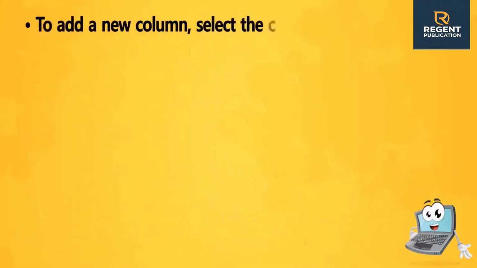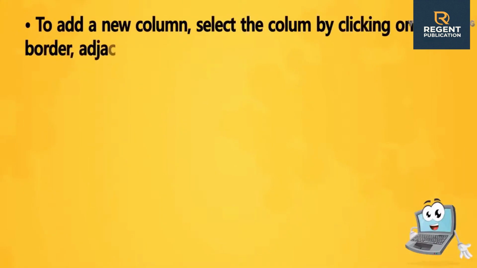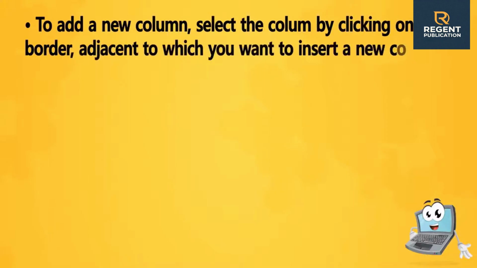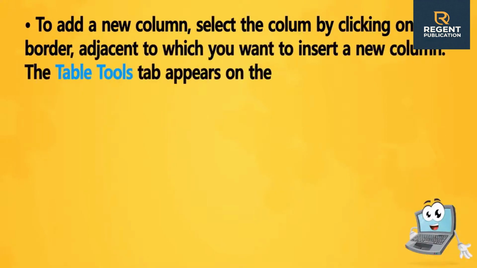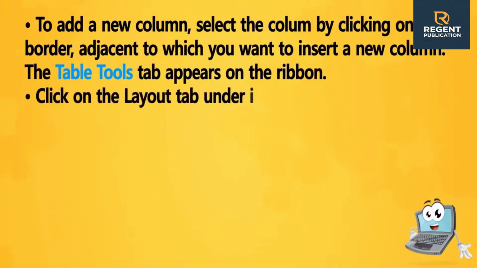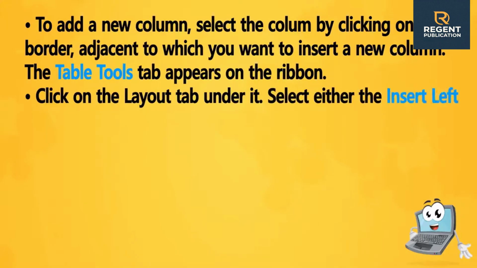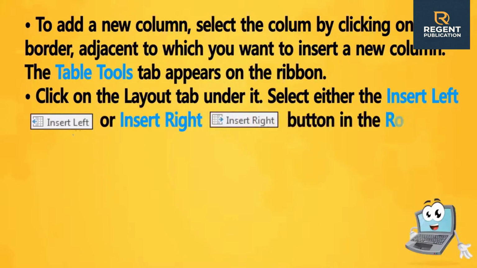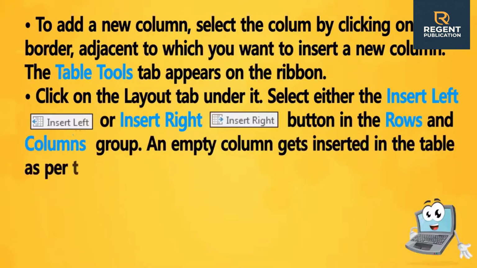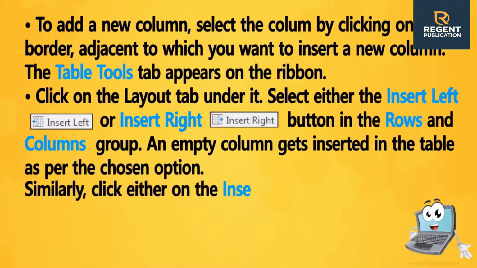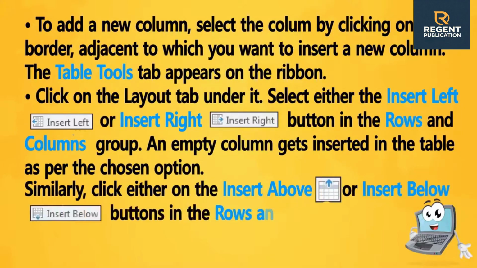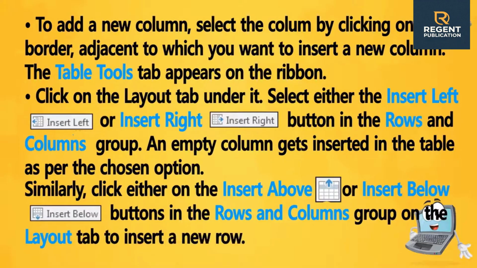To add a new column, select the column by clicking on its top border adjacent to which you want to insert a new column. The Table Tools tab appears on the ribbon. Click on the Layout tab under it. Select either the Insert Left or Insert Right button in the Rows and Columns group. An empty column gets inserted in the table as per the chosen option. Similarly, click either on the Insert Above or Insert Below buttons in the Rows and Columns group on the Layout tab to insert a new row.